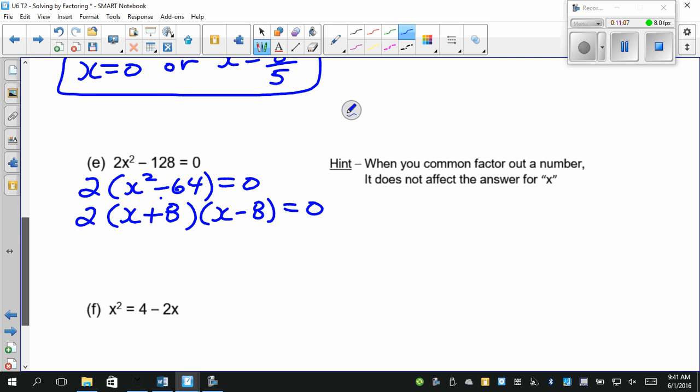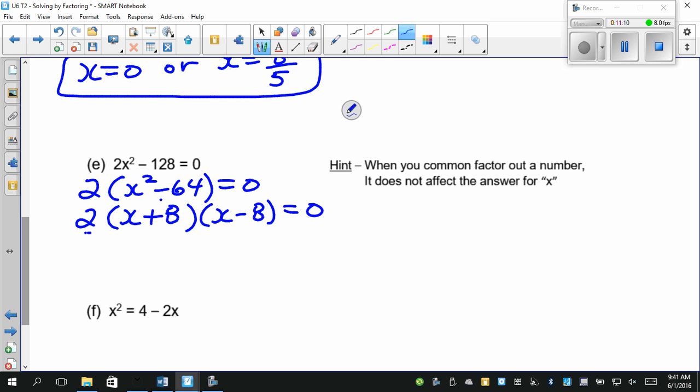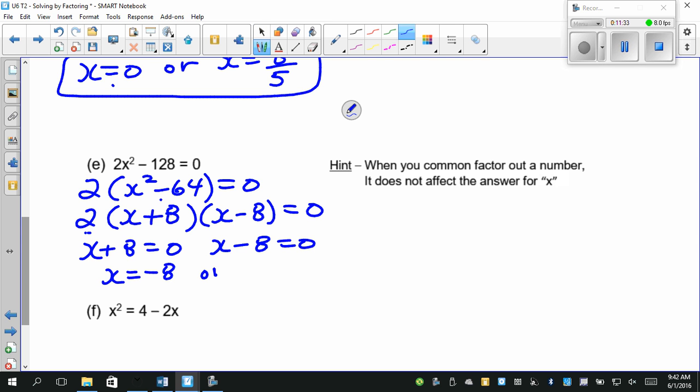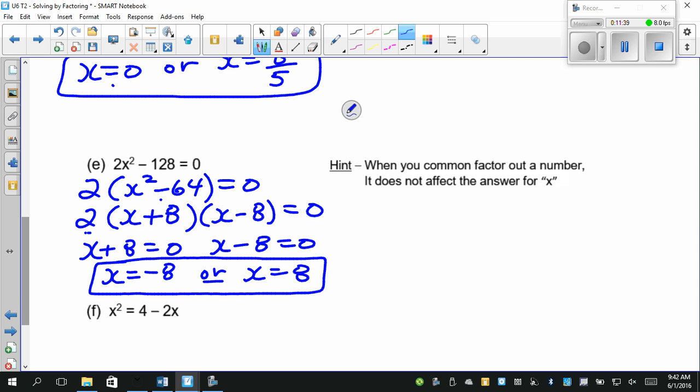Okay, so in this case, there's no x out here with the 2, so we don't have to write a fraction like we did up here when there was an x. It's only the x parts that we have to write equations for. So the x plus 8 equals 0, and the x minus 8 equals 0. So x is going to equal negative 8, or x will equal 8. And remember, when we get these answers, if we substitute either one of these numbers in here for x, it'll make that equation true. It'll make it equal to 0.